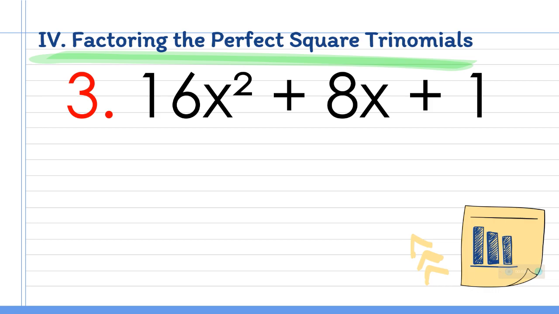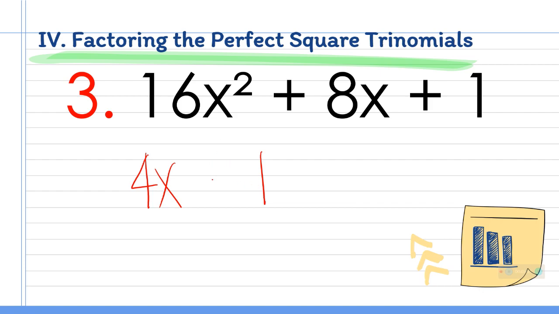So in number 3, is 16x squared a perfect square? Yes. And also with 1, obviously, because 1 is a perfect square, perfect cube, perfect to the fourth root. Okay? So we have here, again, the square root of 16x squared is 4x. Then the square root of 1 obviously is 1.